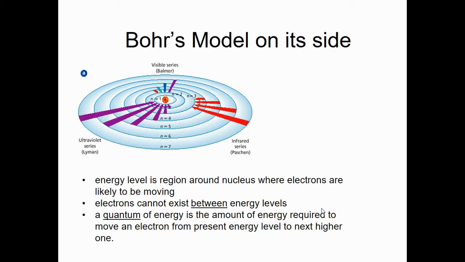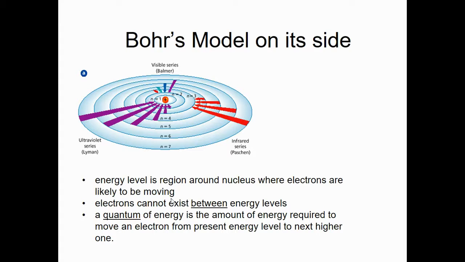So this is what his model looks like laying on its side. In the middle, you have a nucleus. You can tell it's the nucleus because it's got a positive charge. And then in concentric circles around the nucleus, you have these orbits. Each of these orbits have an energy level associated with it. We have an energy level of 1 through 7 for this class. We talk about 7 energy levels, and we call those energy levels N. We'll get to that in a minute.